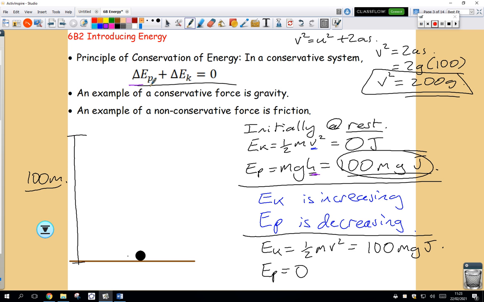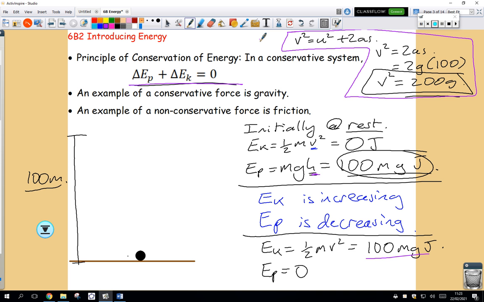I know that the total change in energy is 0. So all of its energy has to add up to 100 mg, so its kinetic energy has to be 100 mg. I could, of course, as I did here, use my master equations of kinematics to find v squared and to work out the kinetic energy, but it's a little bit long-winded.